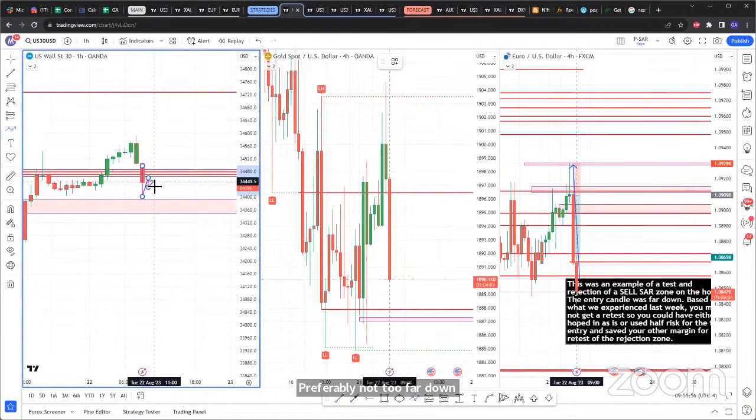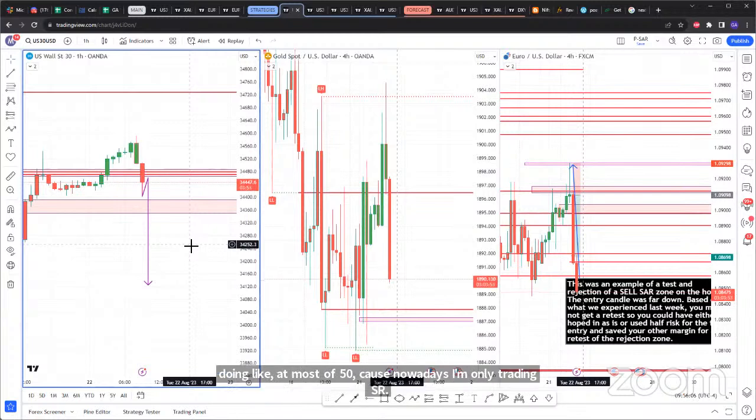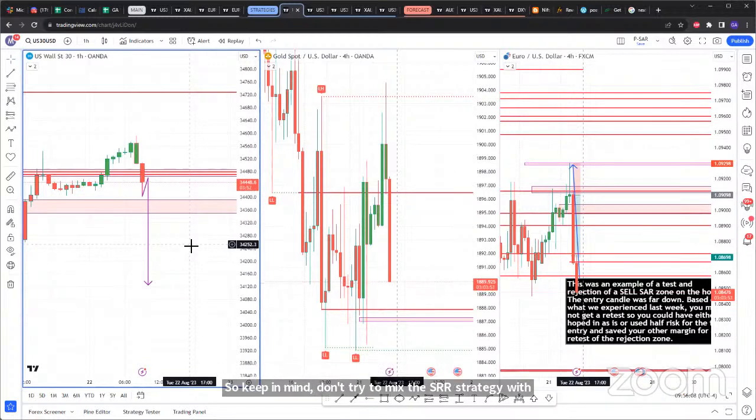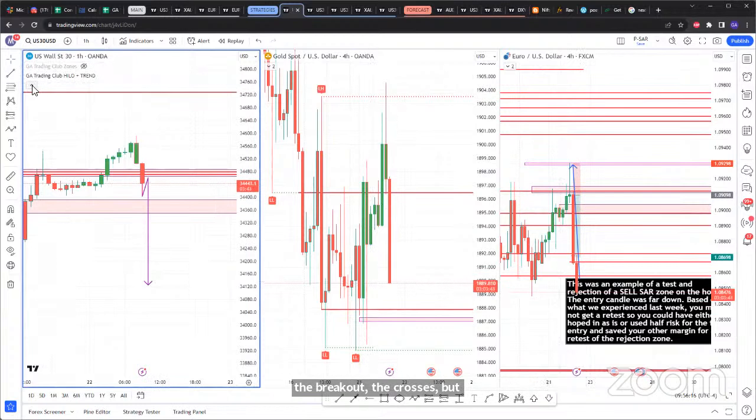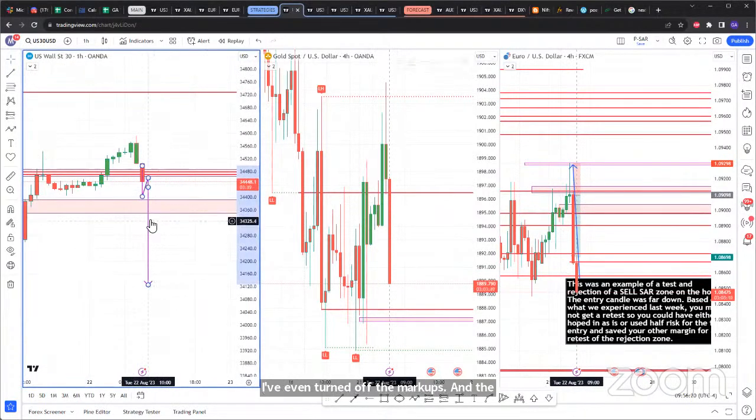Nowadays I'm doing at most a 50, because I'm only trading SAR. So don't try to mix the SAR strategy with anything else until you understand it by itself. I still know how to trade the breakout and the crosses, but nowadays I've turned off all the others. I've even turned off the markups and the zones indicator. So I'm not mixing the SAR with anything.